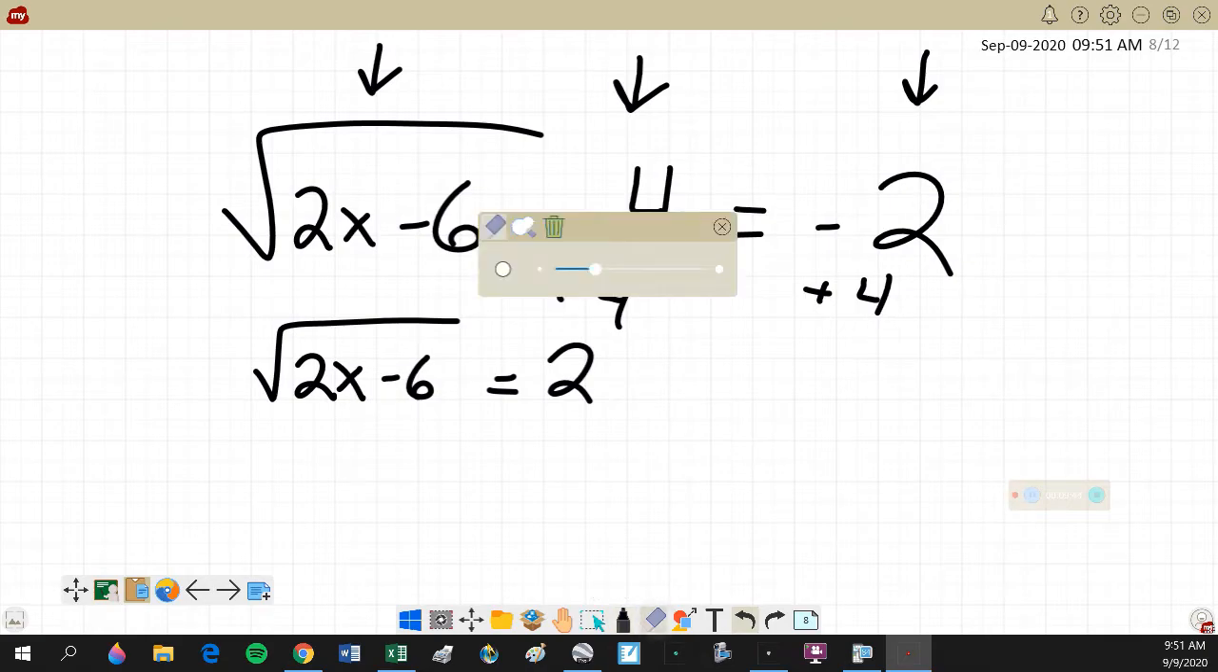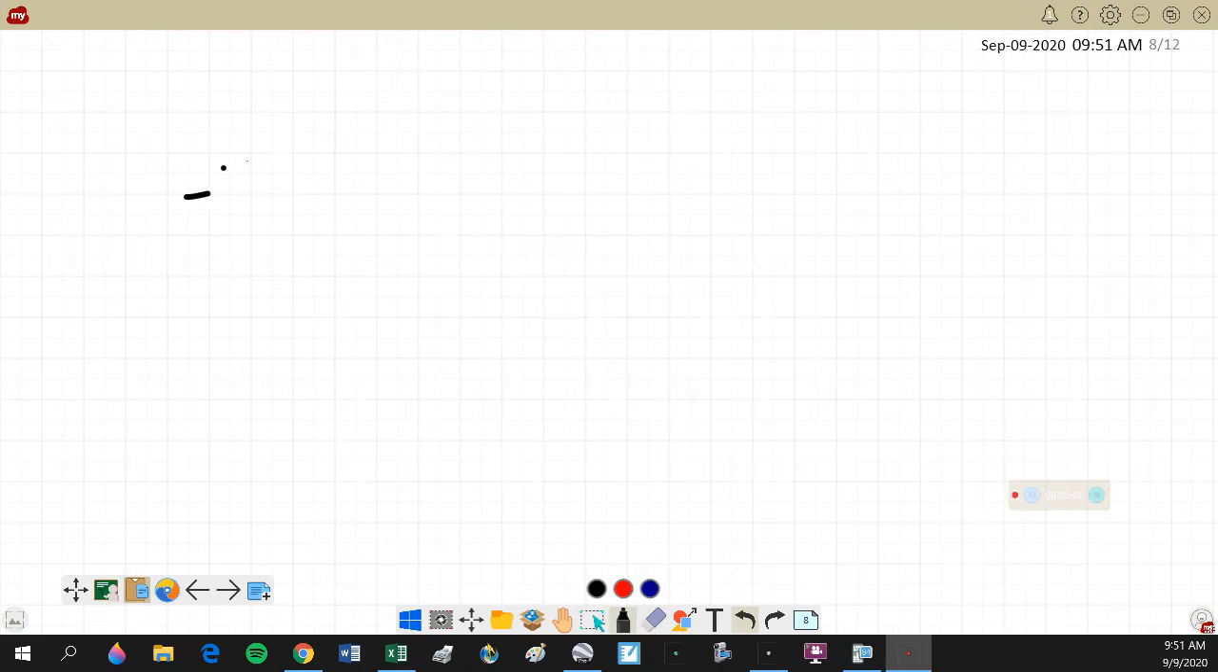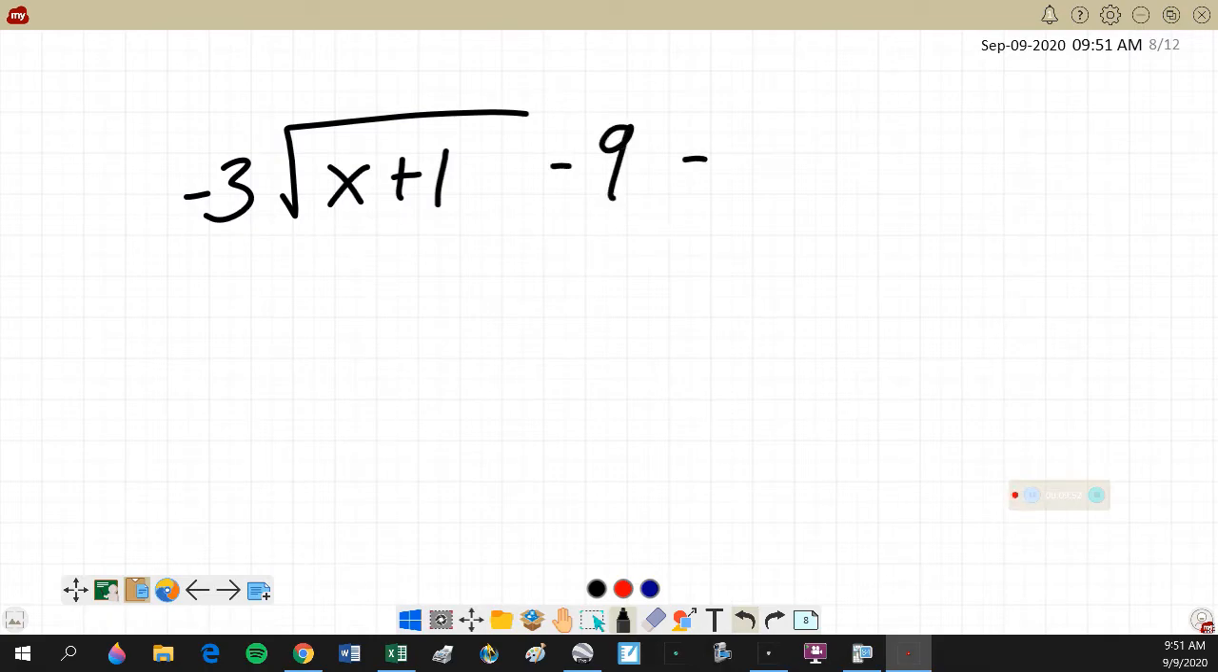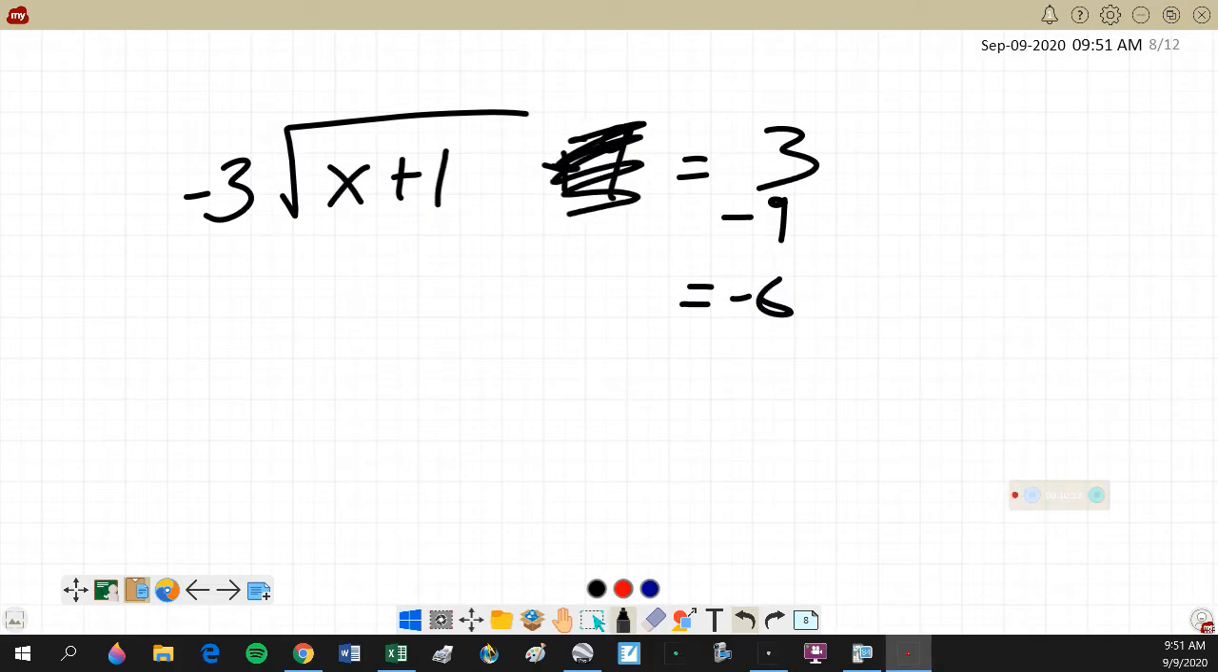All right. What about this? Oops, that's supposed to be a plus. Does that have an answer? Yes, why? We'll subtract 9 and I get negative 6. Divide by negative 3 and it equals 2. Then you square both sides and subtract 1. We good with that? Okay.